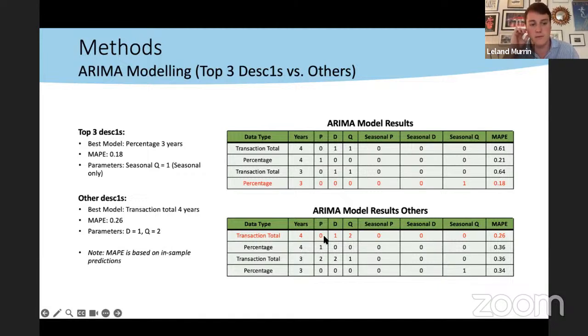So with the MAPE being a decent amount worse, 26% versus 18%, these top 3 description ones by percentage for the past 3 years with a purely seasonal model was the absolute best ARIMA model that we could come up with here.